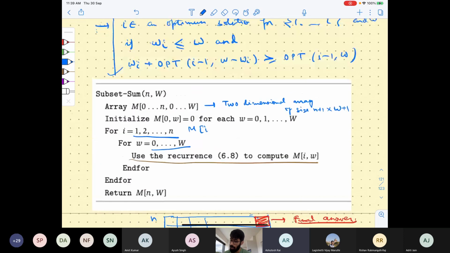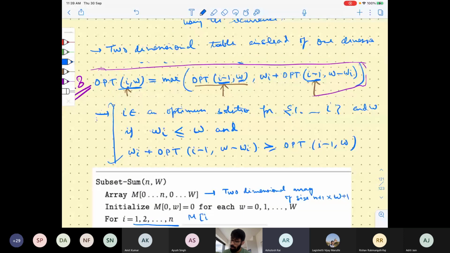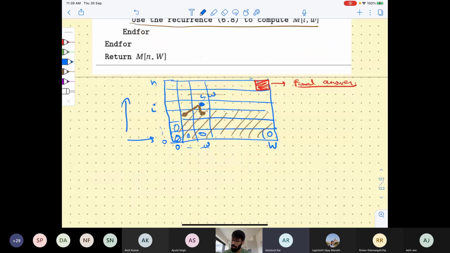Because what are we doing in the recurrence? For any row i, we are using the values of rows below i, and that's all that we need. We don't really need that. Okay, column 0 has been initialized. Does that answer? Yes, sir. Okay, Rishabh. Good. Thank you. So now the algorithm should be clear, I guess.